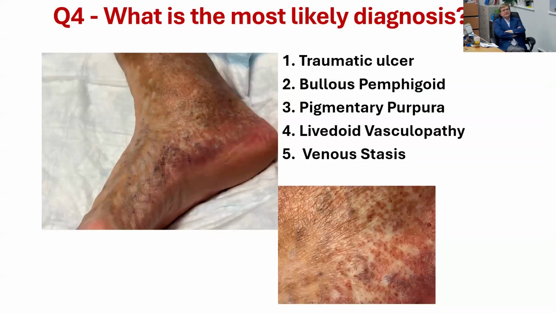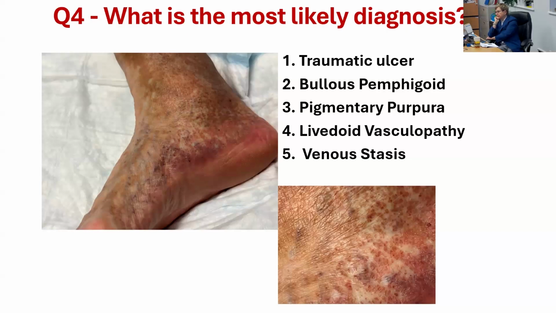What do you think the most likely diagnosis is here? A traumatic ulcer, bullous pemphigoid, pigmentary purpura, livedoid vasculopathy, or venous stasis? Enter and sign in, please. Just leave it for a couple more seconds. And you should be able to see it now in front of you.